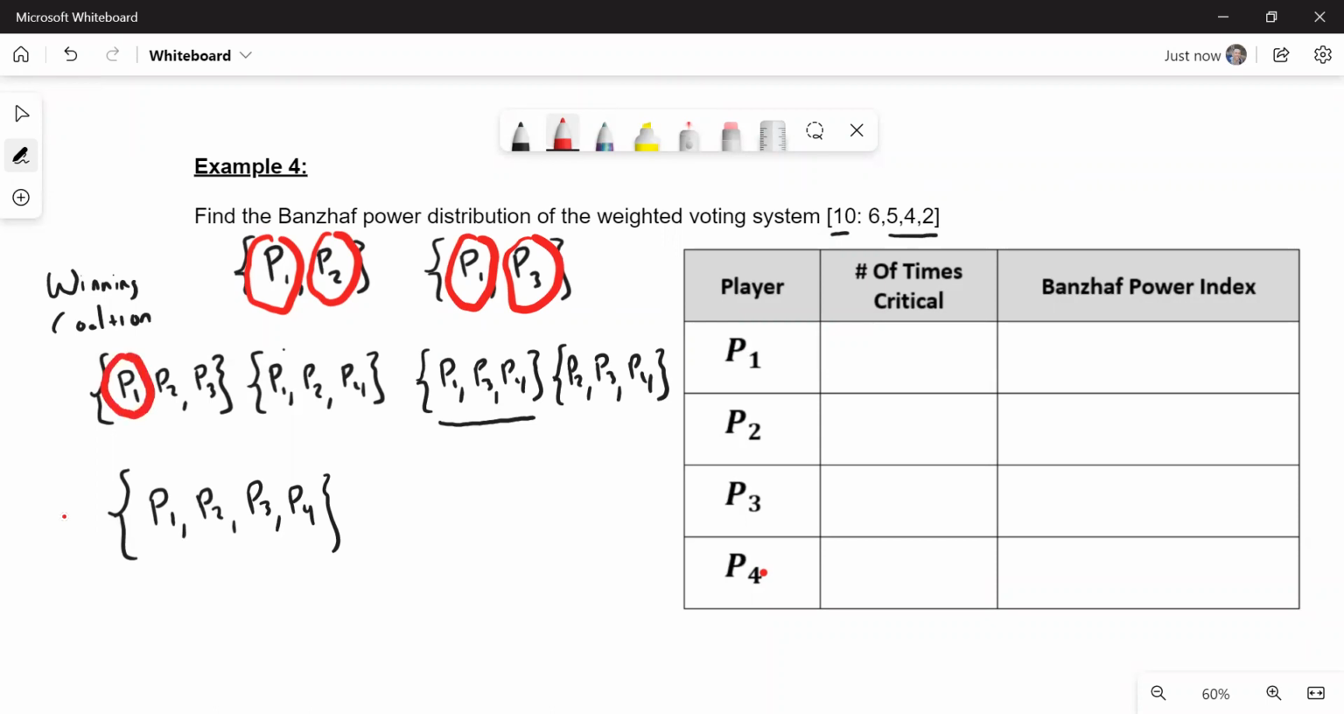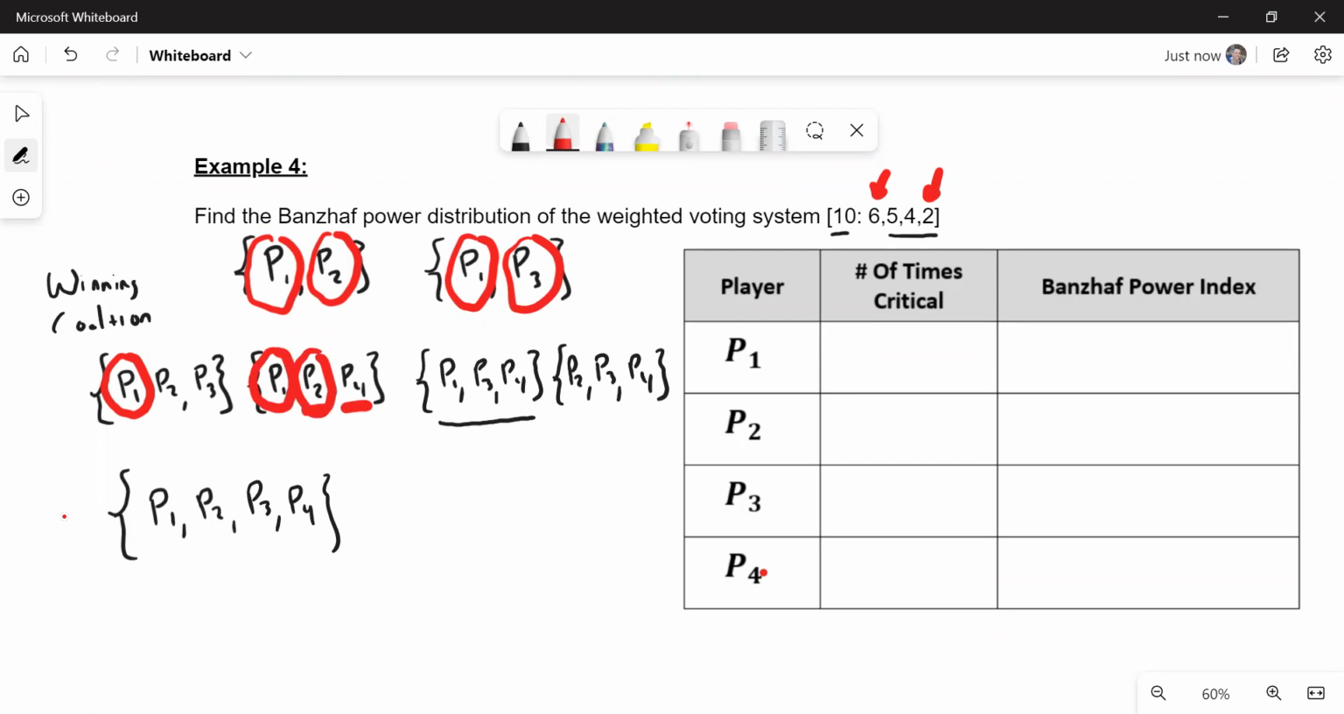And similarly, in the second one, player 1, 2, and 4, 4 can leave. Well, it's not similar. I should say it's slightly different. Player 4 has a weight of 2, and players 1 and 2 wouldn't be enough. But if player 2 leaves, it's a little different. That would be a 5. If player 2 leaves, right, then all we have is player 1 and player 4. 6 plus 2 is 8. That's not enough. That means player 2 must stay. They're critical. And of course, if they're critical, player 1 is critical.